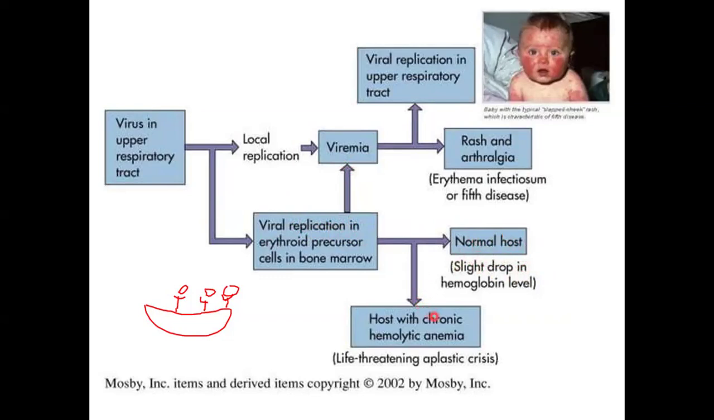But if you're a host with chronic hemolytic anemia, there'll be a life-threatening aplastic crisis. Aplastic meaning your bone marrow is not producing a lot of RBCs, okay? So this is a patient who already has a history of chronic hemolytic anemia. Then, when viremia occurs, there'll be viral replication in the upper respiratory tract. Then, as I had said, there'll be the rash, mostly in children, as you can see here.